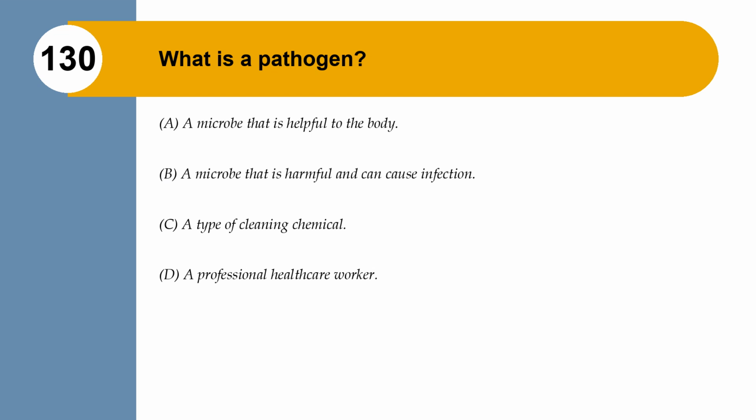Question 130. What is a pathogen? Option A, a microbe that is helpful to the body. Option B, a microbe that is harmful and can cause infection. Option C, a type of cleaning chemical. Option D, a professional healthcare worker.